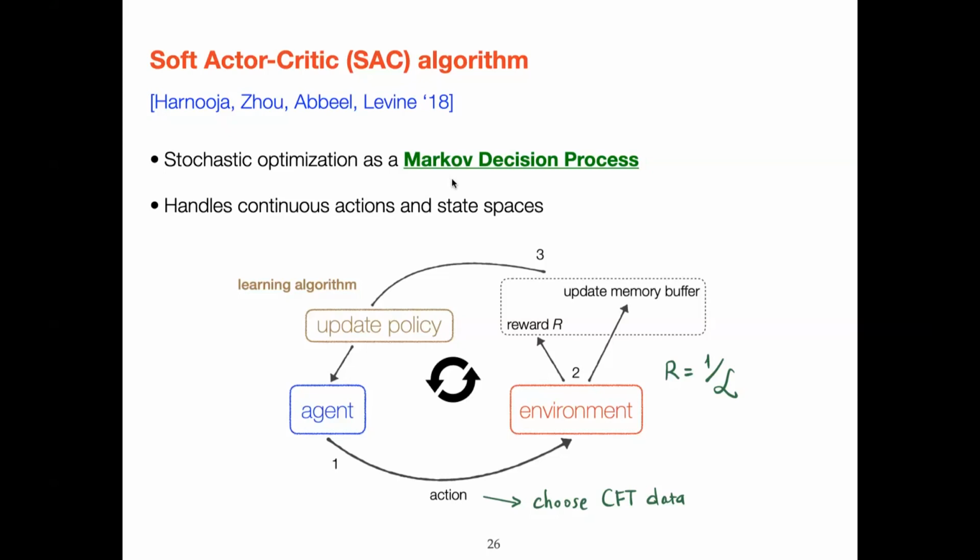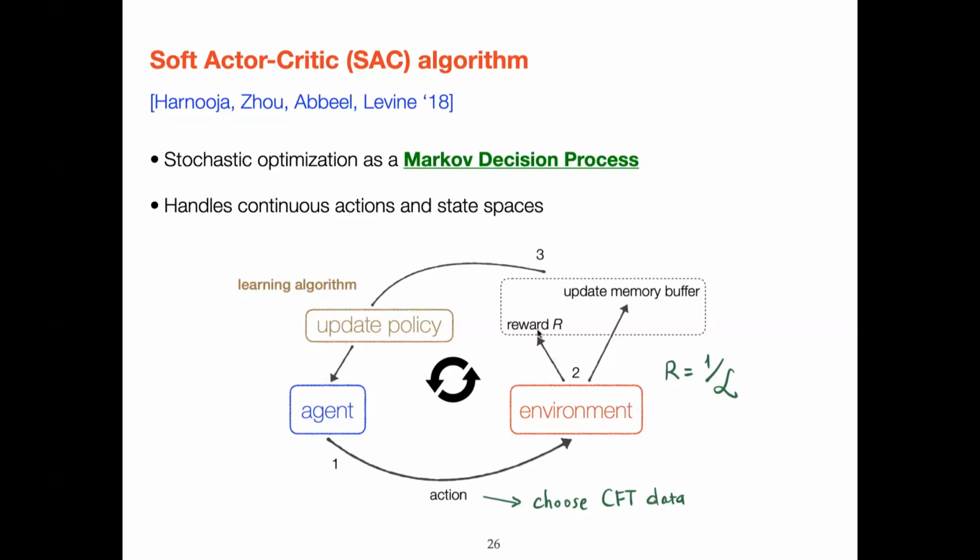Here, you have a more complicated problem, just like in robots, where you're in some particular situation, and then you want to pick an optimal strategy for the next step. And as you go along and you learn about your environment, you optimize your strategy. You also change your strategy. So a typical reinforcement learning algorithm proceeds in this way. You have an agent which takes an action, communicates with the environment. The action for us is choose CFT data.